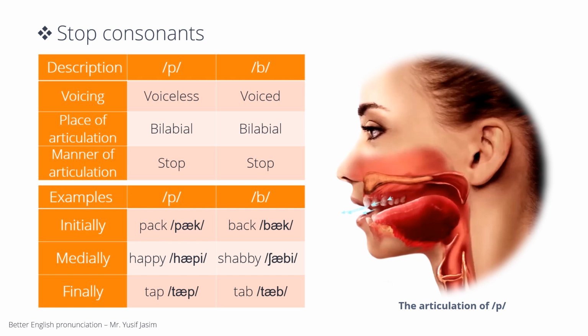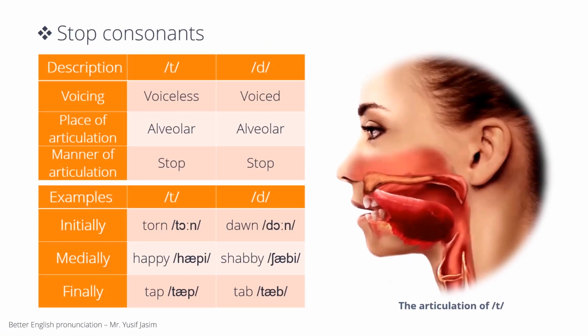To describe p and b, we will say p is a voiceless bilabial stop. B is a voiced bilabial stop. Now pay attention to the figure and notice how these sounds are articulated. B. Let's practice some examples. P and b initially: pack, back. P and b medially: happy, shabby. P and b finally: tap, tab.